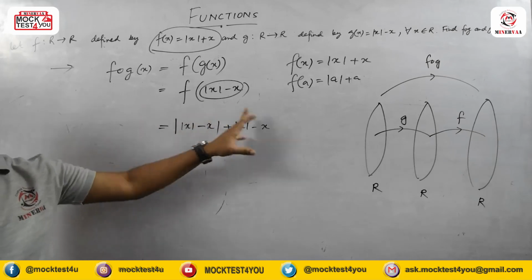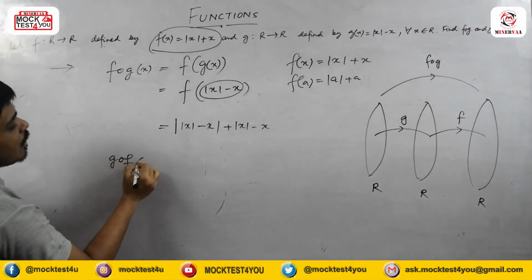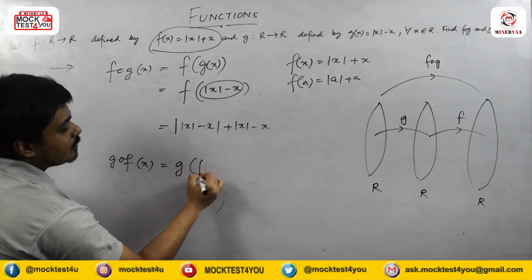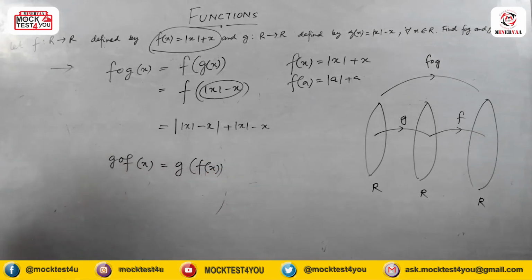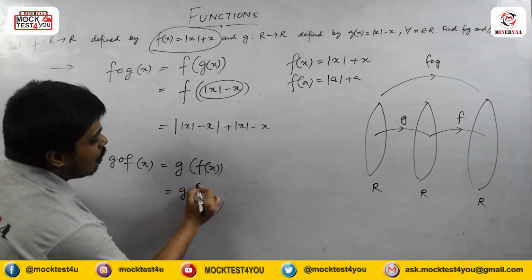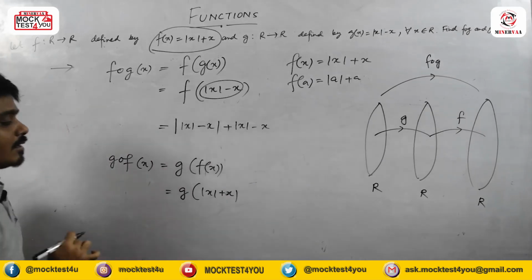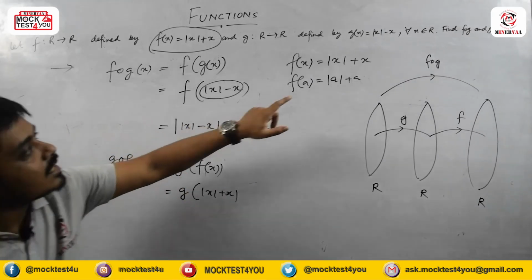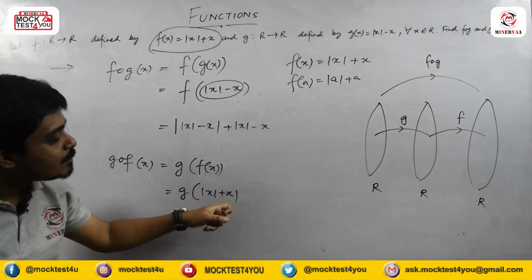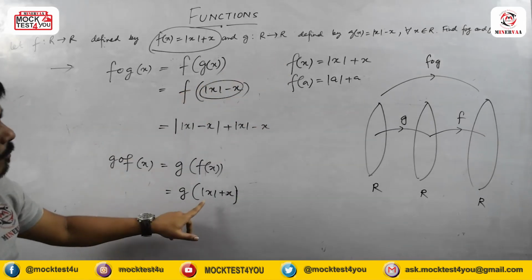Now that's it. We don't have to solve any further. So that's my answer. Now what is g of f(x)? Again, you put f(x) inside g. So that is g of f(x). Now what is f(x) equal to? |x| + x. So g of (|x| + x). Now again you see, g(x) is |x| - x. So g of (|x| + x) will be what? Wherever you see x in there, you put |x| + x.